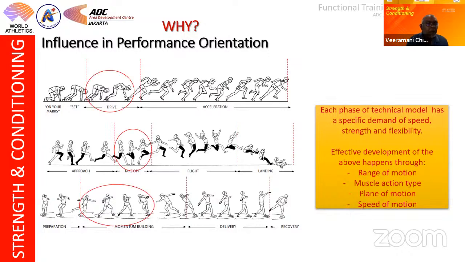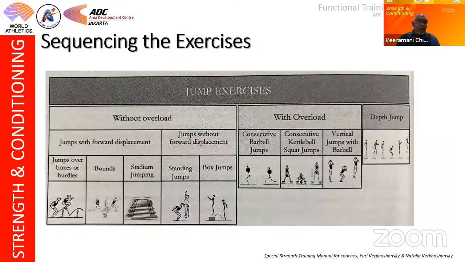And in that, we are identifying critical areas where there will be more specific demands that I have to focus on. Like in the starts, we're looking at the starting strength. In the takeoff, we're looking for reactive speed strength. And in throws, the momentum building, we're looking for the acceleration strength. So again, different focus points come in for different parts of that. So how can we achieve that? Of course, we can sequence some of these exercises.